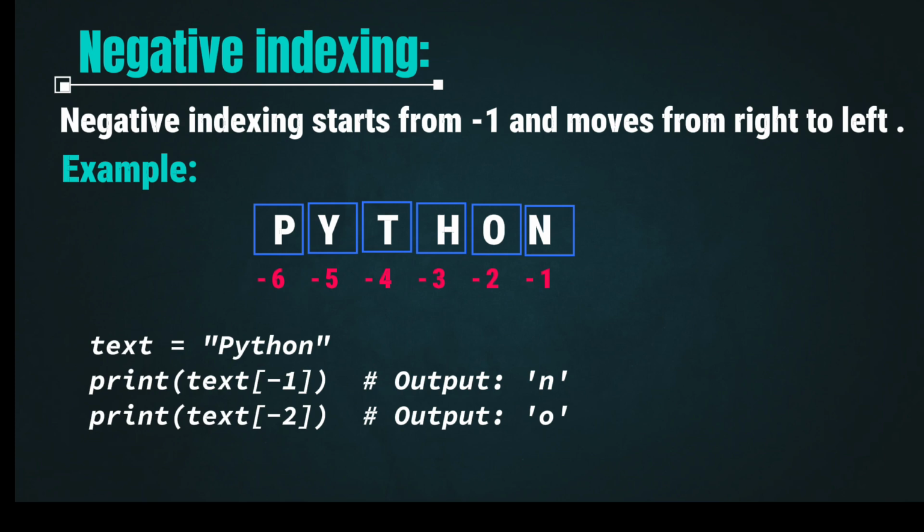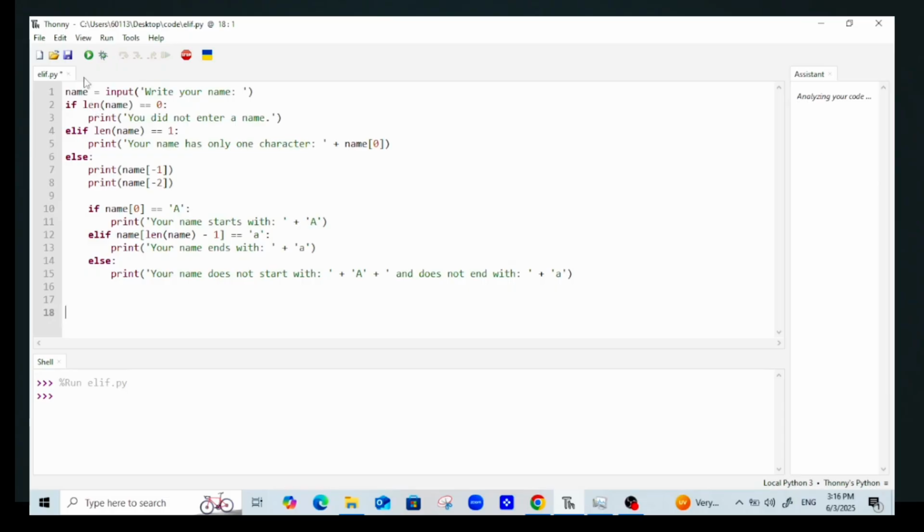Now let's see an example. The program asks the user to input his name. It first checks if the user entered nothing. If the name is empty, it prints, "You did not enter a name." Otherwise, it checks if the name has only one character. If the length is 1, it prints, "Your name has only one character," followed by that character.